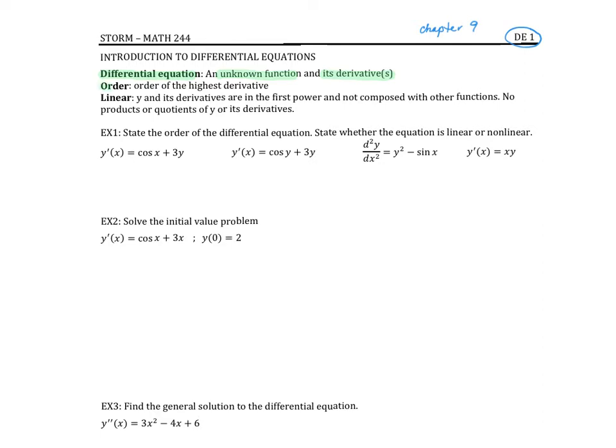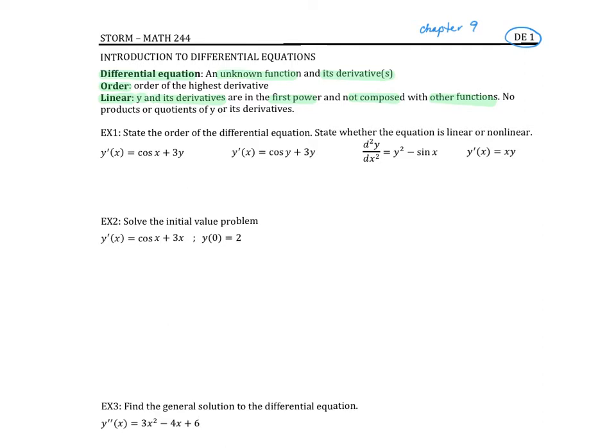Well, one thing we could do is talk about the order of the differential equation. The order of a differential equation is just the order of the highest derivative. So if there's a third derivative in the equation and that's the highest derivative, then it would be a third order differential equation. Another thing we can do is state whether the differential equation is linear or not. If it's linear, then the function y and its derivatives are in the first power and not composed with other functions. So there are no products or quotients of y and its derivatives.